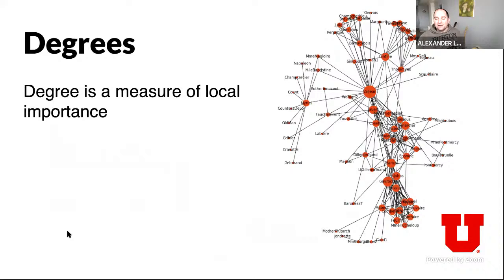Network degree is a measure of local importance, not of global importance. So here is a social network out of the Les Miserables book.